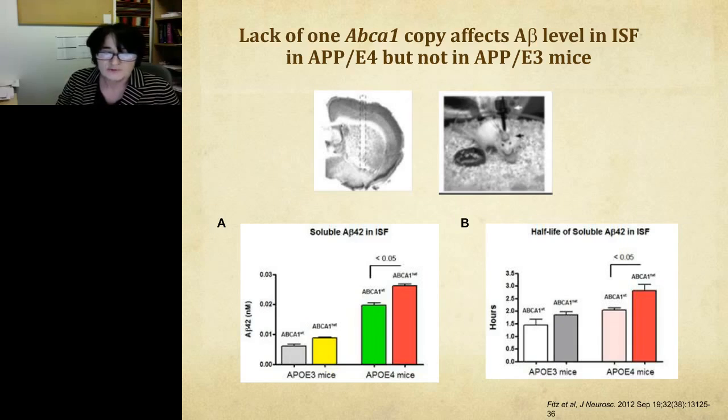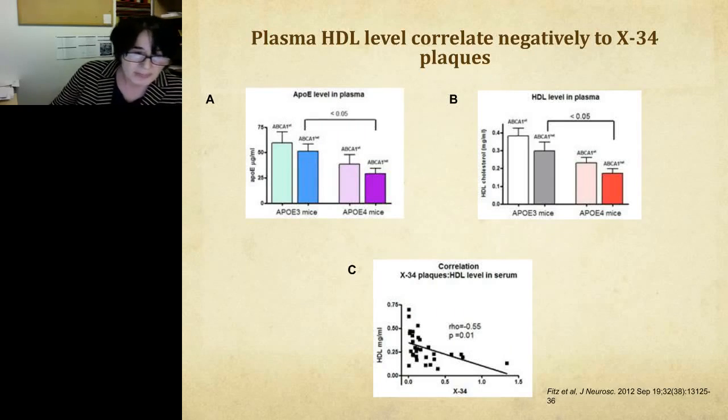So the conclusion from this experiment is that the lack of ABCA1 exacerbates the removal of A-beta from the brain, and it is more pronounced and statistically significant in E4 expressing mice.